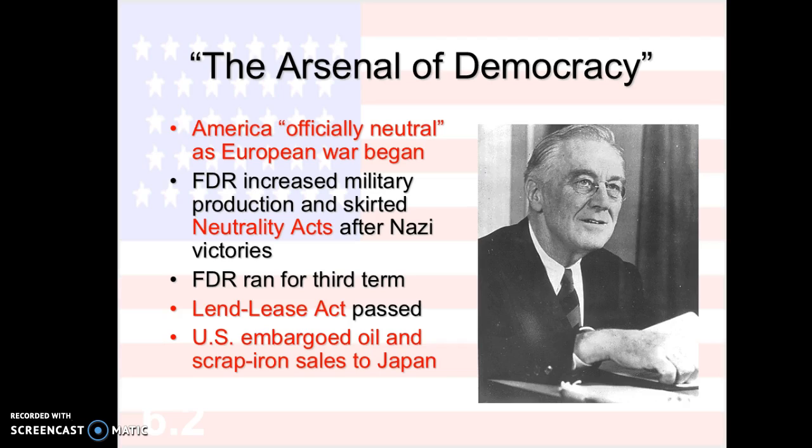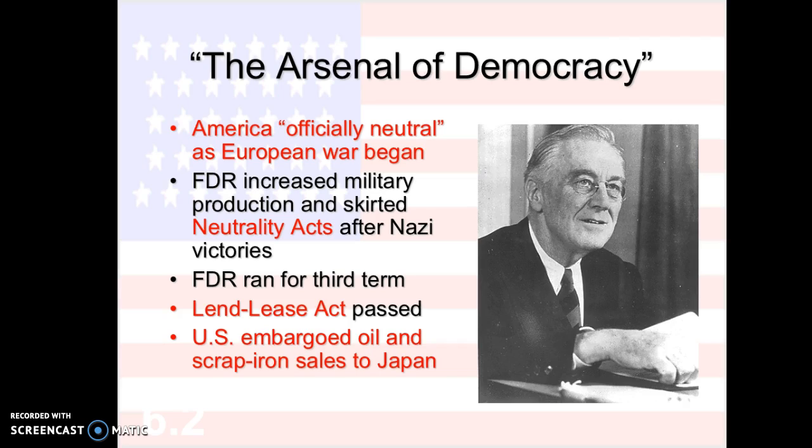Then we have the Lend-Lease Act, which was passed, and that was one of your vocab words. That's where we only lend weapons to certain countries, and mainly they were Allied countries, so, like I said, it puts us on the side of the Allied powers. And the Axis powers, they know what's going on.